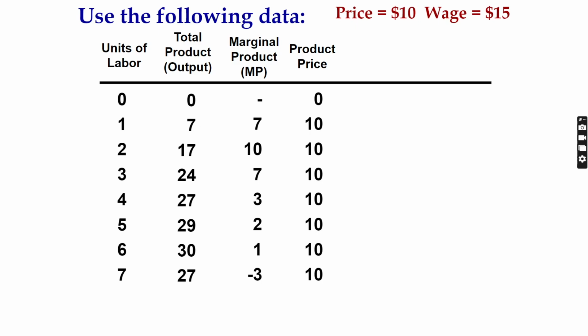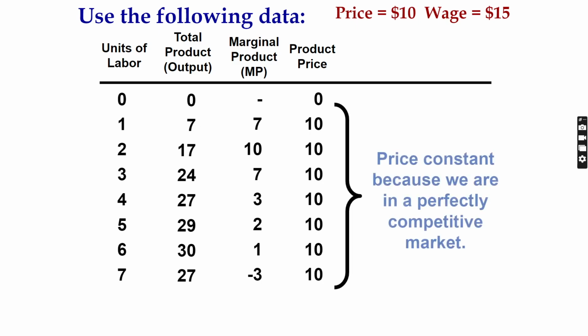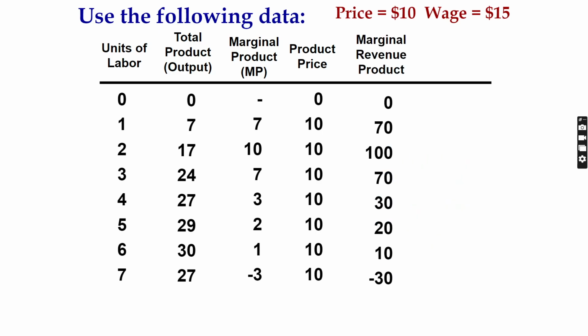So it doesn't matter how many units of labor the firm is employing, how much product they're producing, the price per unit of the good is still going to be $10. And so price is constant because we are in a perfectly competitive market. And now we can calculate the marginal revenue product, which remember is the marginal product times the price. And so you see that I've done this here. 7 times 10, 70, 10 times 10 is 100, so on and so forth. And so notice that the marginal revenue product is going to move in the same direction as marginal product. Okay, so it's going to go up and then down and then eventually turn negative.